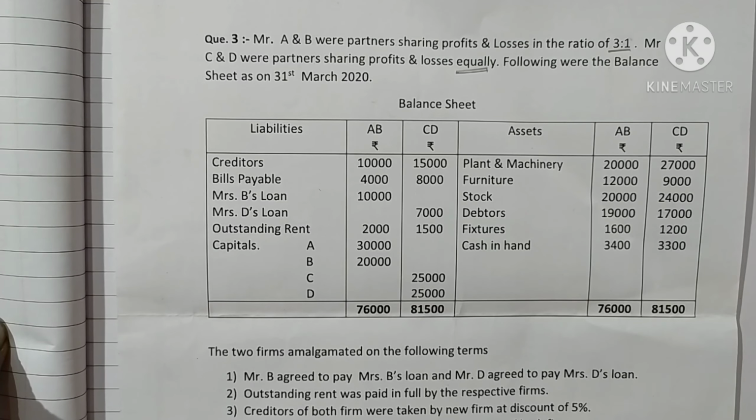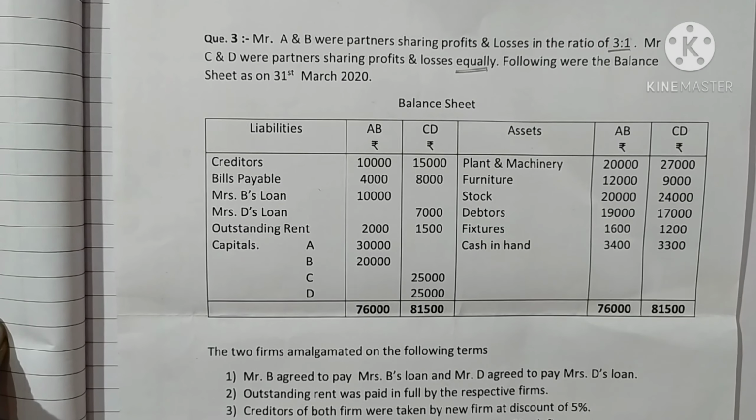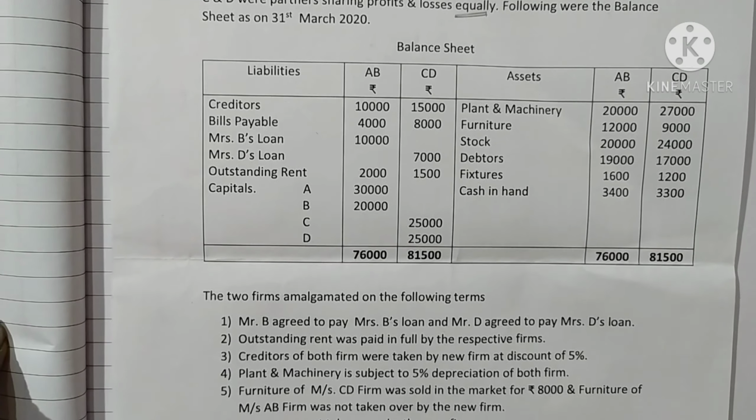Assets: plant and machinery, furniture, stock, debtors, fixtures, cash in hand. On the liability side: creditors, bills payable, Mrs. B's loan, Mrs. D's loan, outstanding rent, and capitals. Now we read the adjustments.